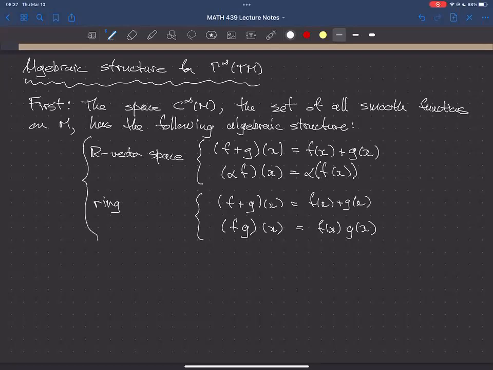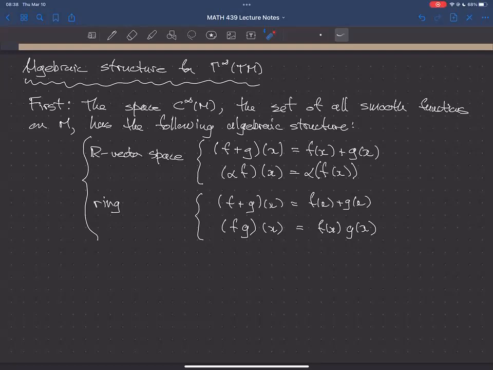Okay, and notice that. All right, so this addition operation is the same. And this operation and this operation, they're unique to the ring structure and the vector space structure. But the fact is, of course, that this product and this product, they interact in nice ways, right?